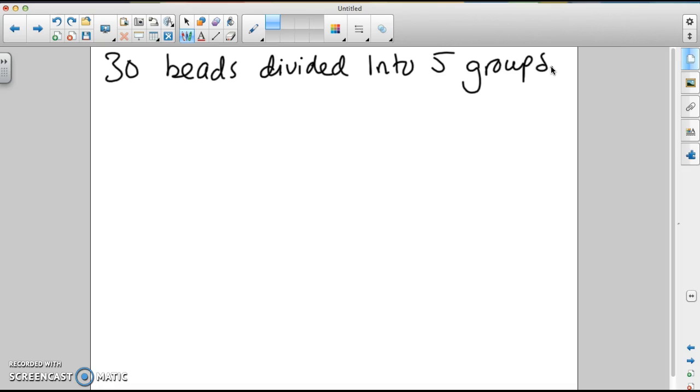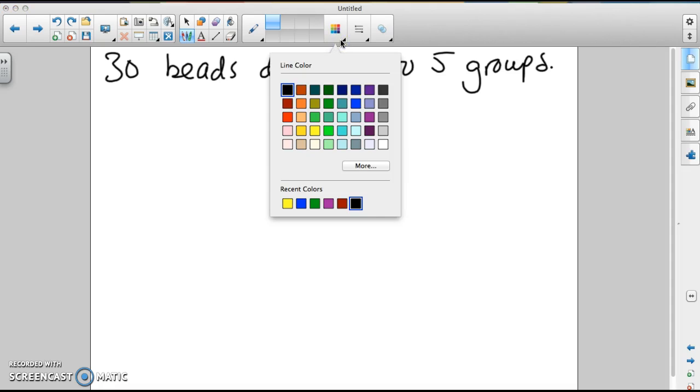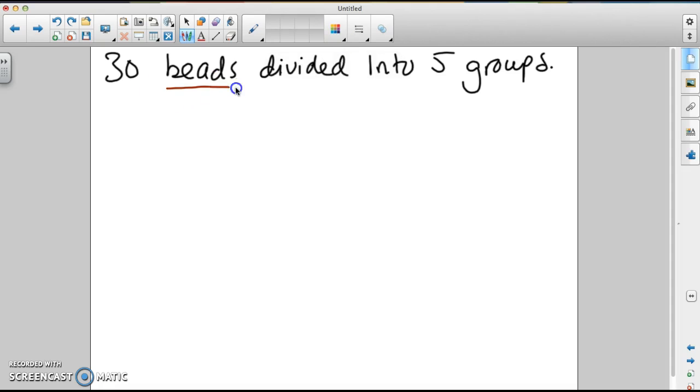The most important thing that you need to do in all of this is you need to figure out what is being divided. That's probably the most important portion of that. What's being divided here? Am I dividing the groups or am I dividing beads? Help me out with that. Raise your hand. Jamari. I am dividing the beads.